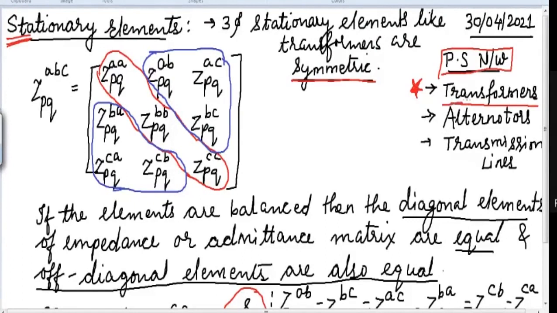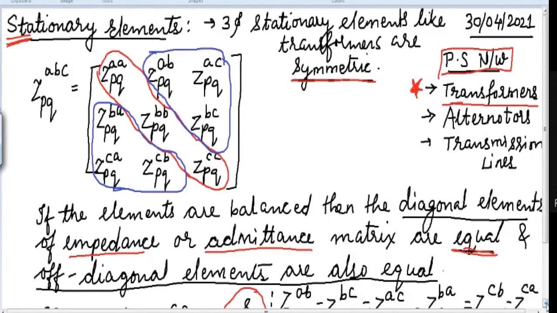Out of these, the transformer is a static device, right? And as this is a static device, the elements concerning this device will be symmetric in nature. Okay? So 3-phase stationary elements like transformers are symmetric, and if the elements are balanced, then the diagonal elements of the impedance or admittance matrix are equal. So this we have to remember. The diagonal elements of the impedance or admittance matrix, just as I wrote impedance here, similarly we can write for admittance also. So in both the cases, that is in case of the impedance as well as in case of the admittance, the diagonal elements will be equal to each other as well as the off diagonal elements will also be equal to each other.